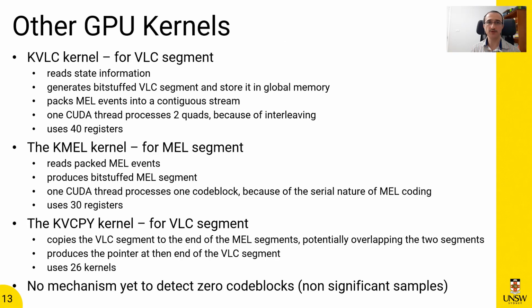Here are the other entropy coding kernels. We have the VLC kernel that reads state information and produces the VLC segment. It also packs mel events. We also have the mel kernel that reads mel events and produces the mel segment. The last kernel is a copy kernel that copies the VLC segment to the end of the mel segment, potentially overlapping the 2 segments. It also produces the pointer at the end of the VLC segment.